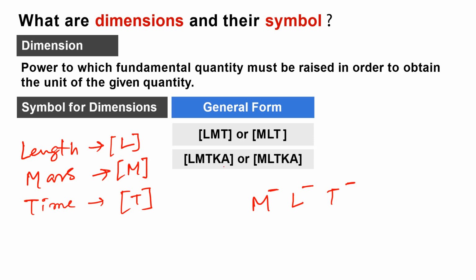Otherwise, if the temperature or the current is involved, then it should be represented as LMTKA. Now, it should not be remembered. Whenever you get a quantity, you know the mathematical expression, and with the help of that you can obviously represent it. These things you don't have to remember. Just remember the dimensions of the fundamental physical quantities.